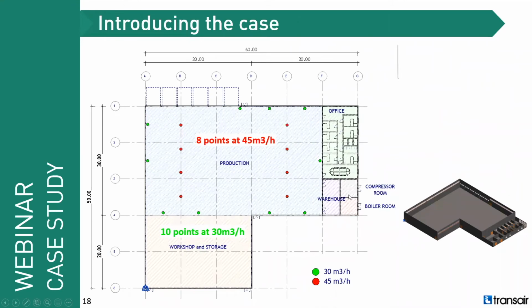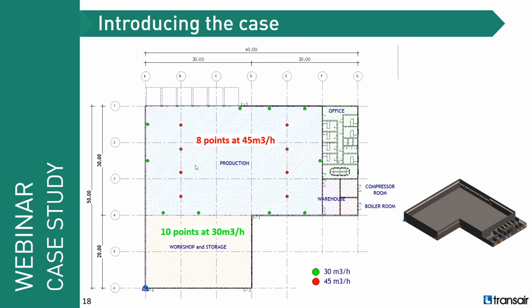We've got the compressor room here on the right side and the boiler room just under it, which we are not going to use today. In the middle, we have the most important part, the production part, where we have all our points of consumption. You can see that we have a bunch of points surrounding the area in green, with each one of them being at 30 cubic meters per hour. And the 8 points in the middle are divided in 2 lines, with each point being at 45 cubic meters per hour.